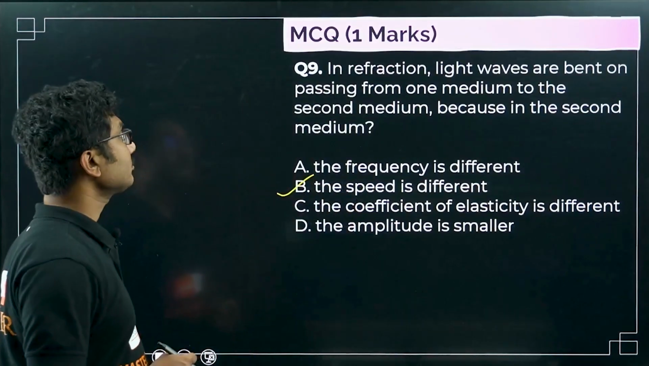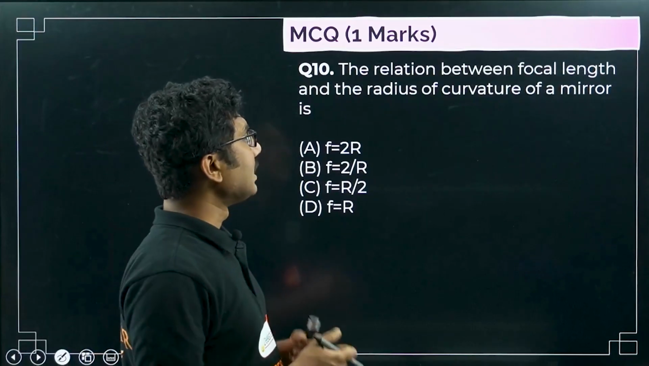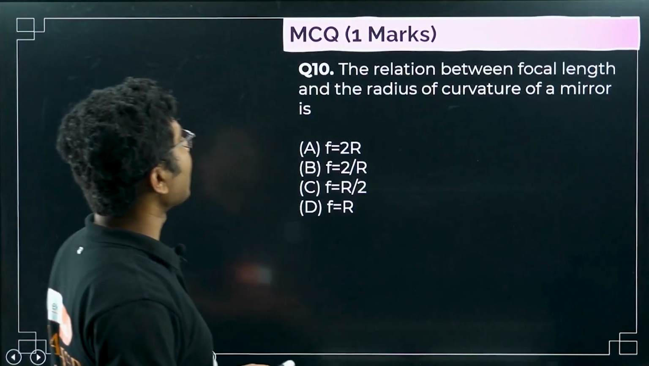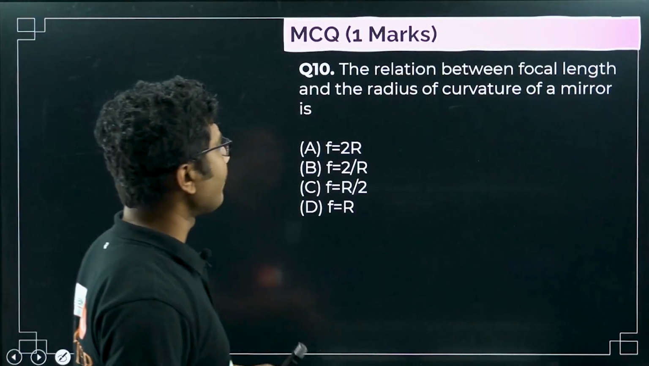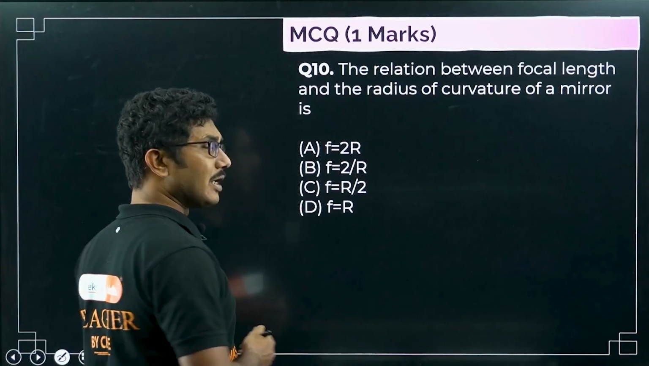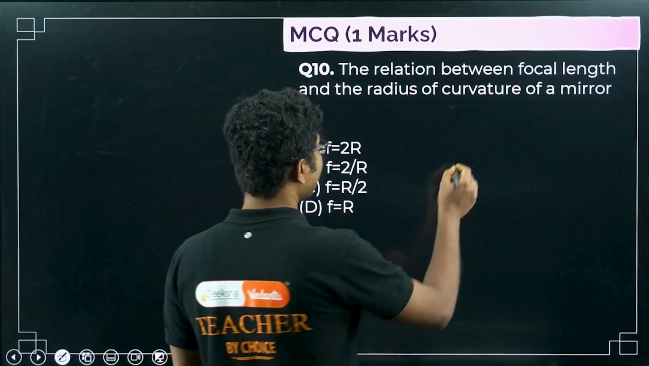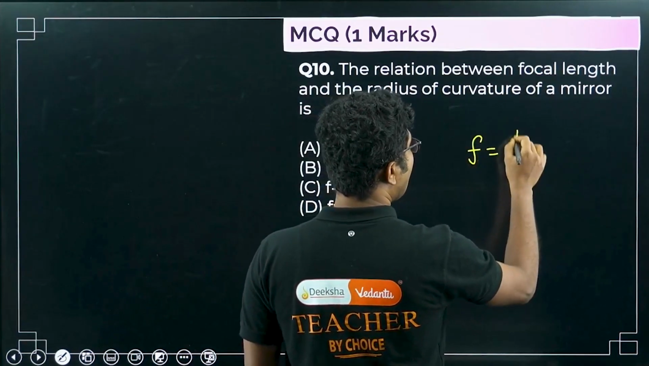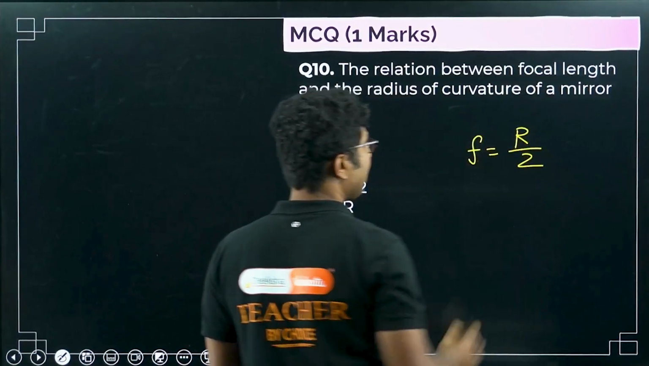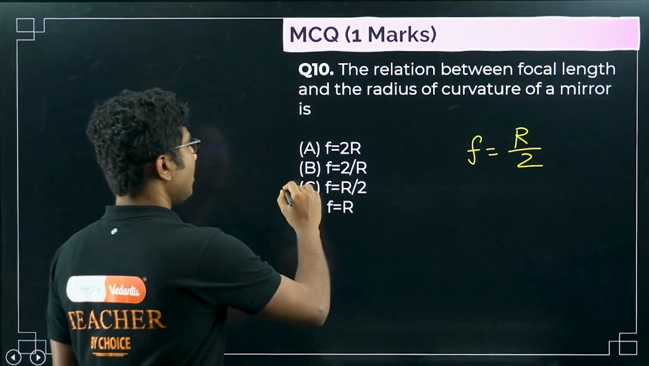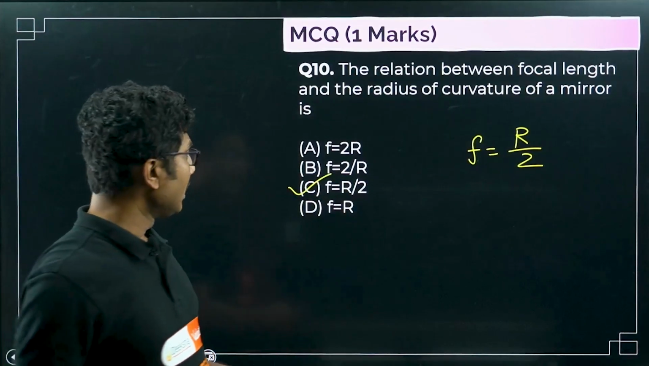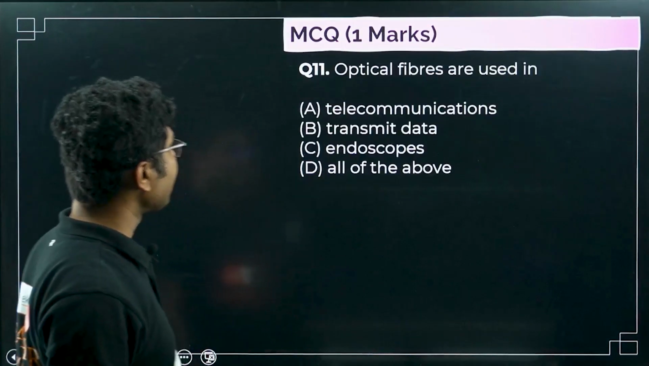Okay. Now, next question: the relation between focal length and the radius of curvature of a mirror is? We know that focal length is equal to radius of curvature divided by 2. So the correct answer is option C. Right? Now, let's move on to the next question.